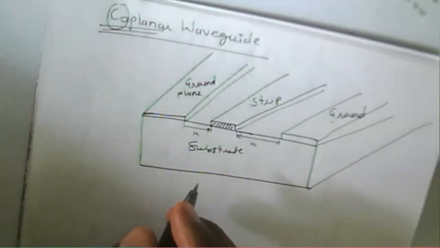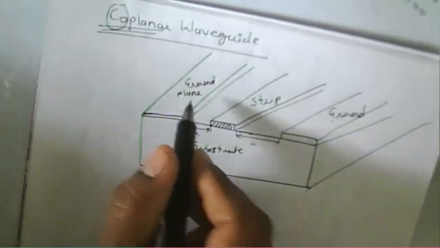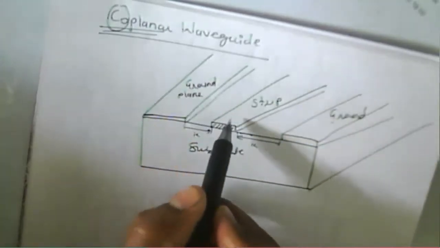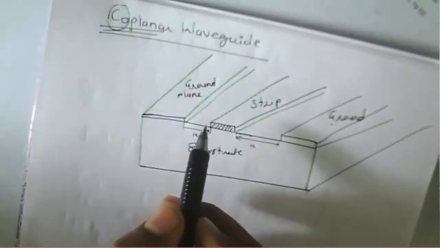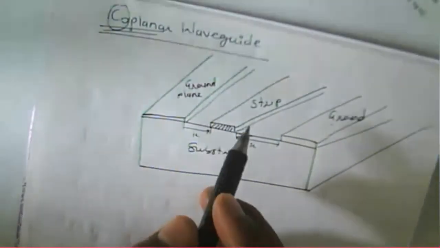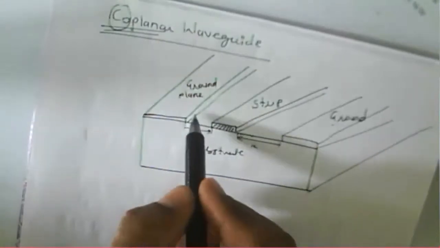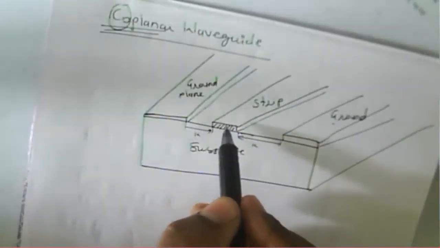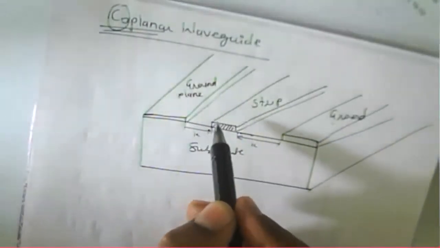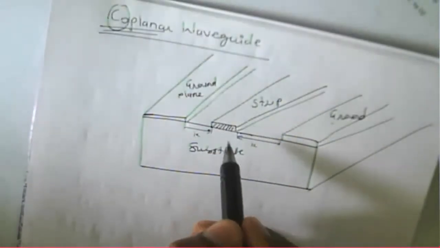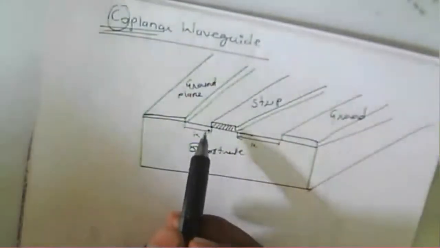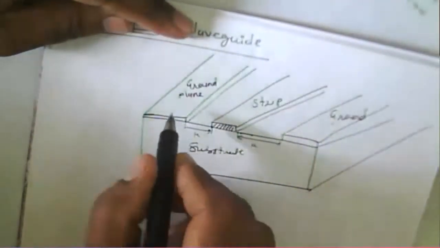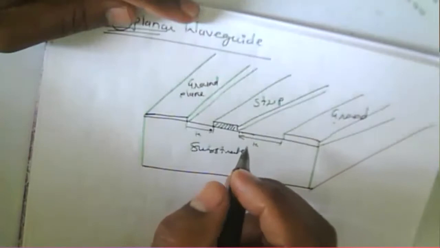But again, in terms of design, there will be a lot of losses, because there are two ground planes and a strip conductor there. But it is advantageous that we can connect easily to different components, because we can connect the component either in series or as a shunt, and that will be easy.